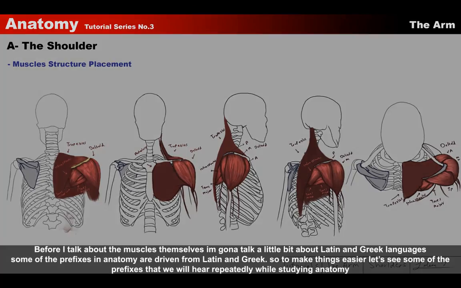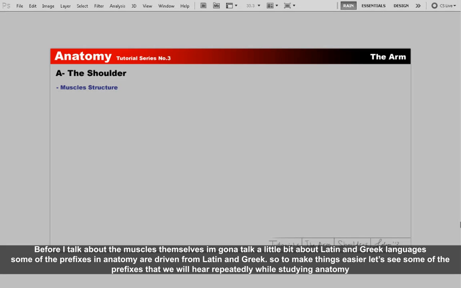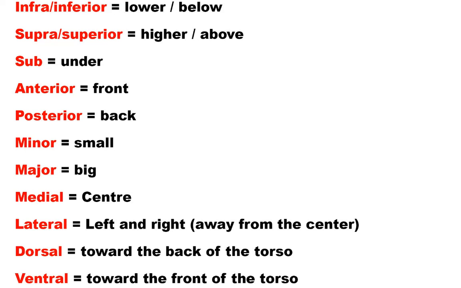Okay, before I start with the muscle structure, I'm gonna talk a little bit about the prefixes that we're gonna pass by when we study anatomy. Some of these prefixes are derived from the Latin or the Greek language. Some of these prefixes like infra or inferior are lower or below, supra, superior, higher or above, sub for under, anterior, front, posterior, back, minor, small, major, big, medial, like we talked about in the medial border of the scapula, means the center. Lateral means away from the center.